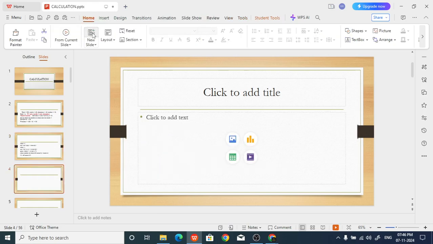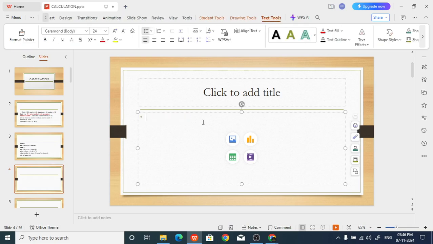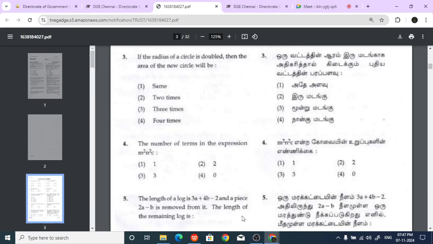See, here a square plus b square plus 2ab. So there are 3 terms. So what are they asking? They are just asking how many terms are there. So like that they are asking.